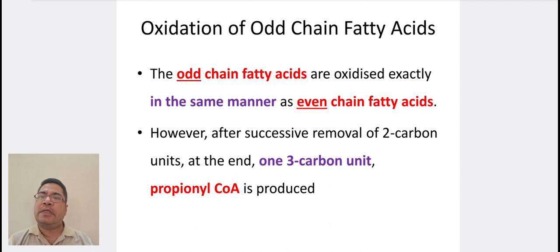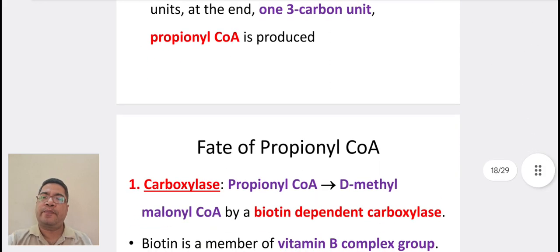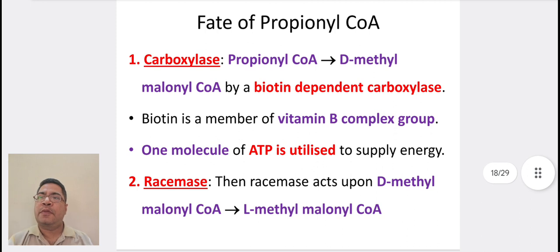The odd chain fatty acids are oxidized exactly in the same manner as even chain fatty acids. However, after successive removal of 2 carbon units, at the end, one 3 carbon unit, propionyl CoA, is produced. Coming to the fate of propionyl CoA, the first enzyme to act on it is carboxylase.